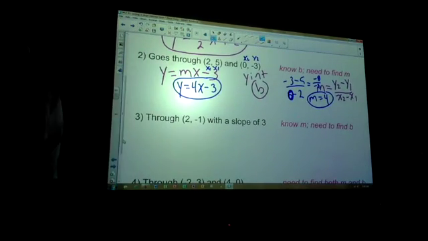Do you just need number 2? Yeah. Try number 3, see if you can figure that out. We have a point, (2, -1). It's a little different, and we have a slope of 3. So use y equals mx plus b. See if you can mull around. See if we can figure it out.